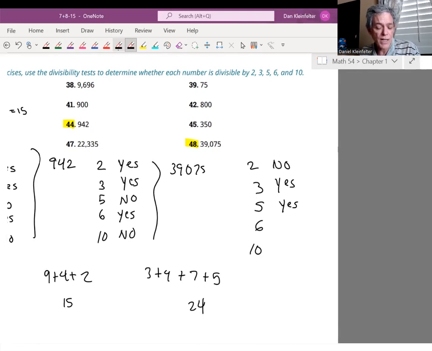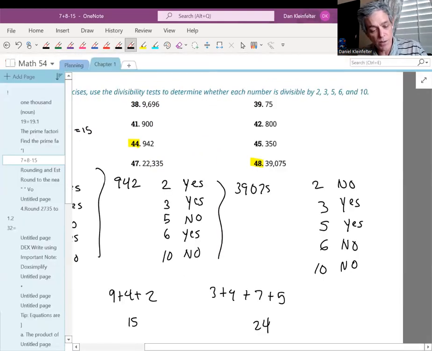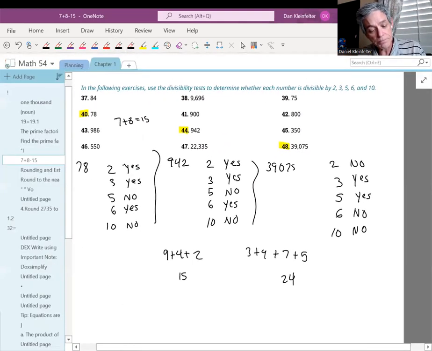Divisible by 6, no. If it was going to be divisible by 6, it would have to have been divisible by 2, and it's not. And so, no. Is it divisible by 10? No, it doesn't end in a 0, so we'll say no. All right, so those are the divisibility tests. If you have any questions on those, let me know.